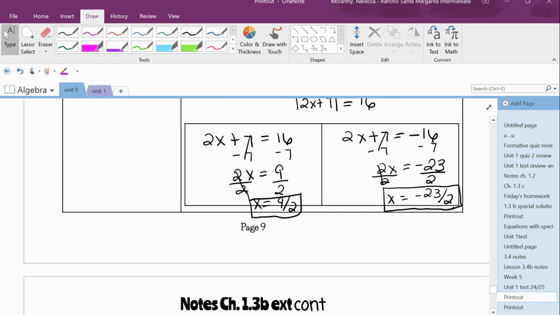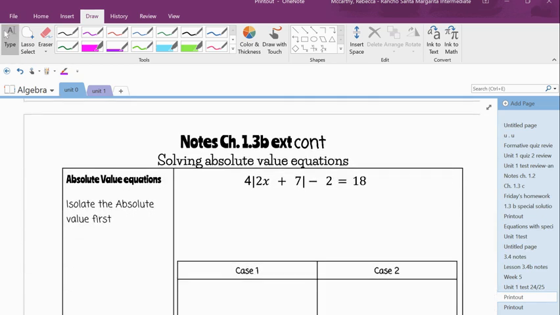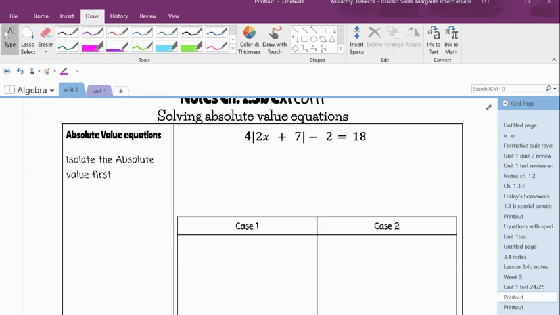Okay, now turn your page to page 10, and here we have absolute value equations. Again, we're going to isolate the absolute value symbol first. So this has to be all by itself. I recognize there's a -2 and a multiplying times 4. So the first thing I need to do is add 2 to both sides. And I'm going to put this in red to remind you that's what we did first.